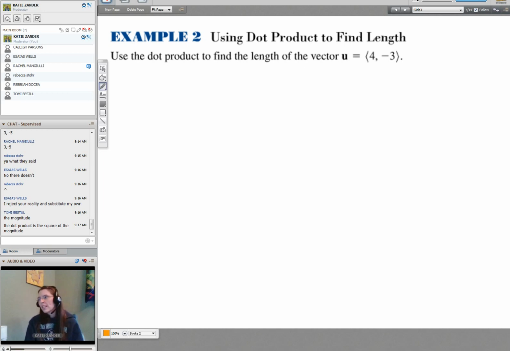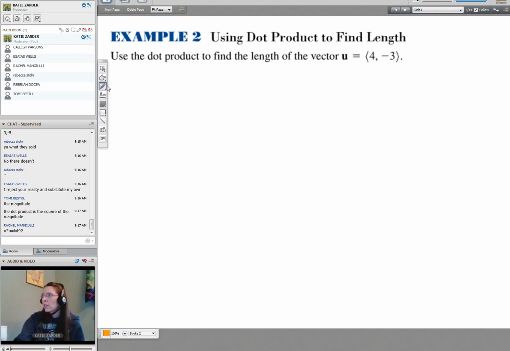The dot product is the square of the magnitude. Okay, so there we go. Rachel's got it. If we take the dot product of itself, that equals the magnitude squared. So let's take the dot product with itself and see if we can work this backwards. So I'm just going to rewrite it. What is the dot product when I do it with itself? So u dot product u.